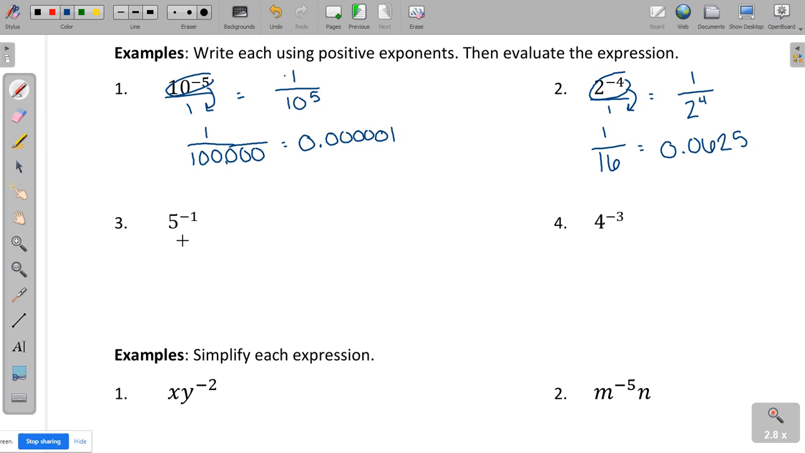5 to the negative 1st. Let's just make it into a fraction, and then we can move it down. So it becomes 1 over 5 to the 1st. And 5 to the 1st is the same thing as just 5. So 1 over 5 is equal to 0.2.